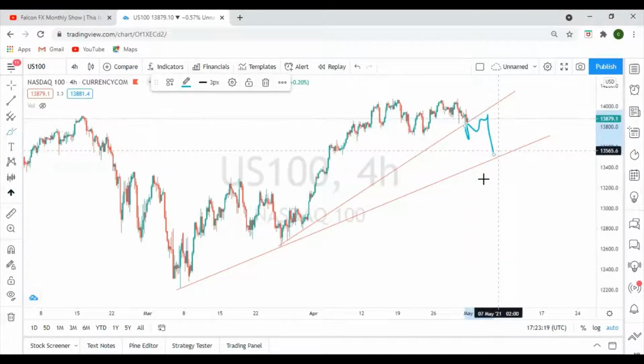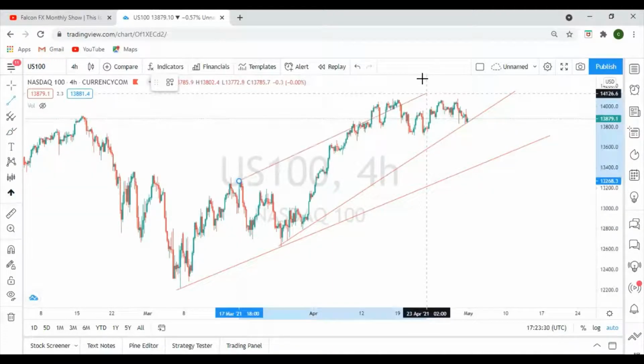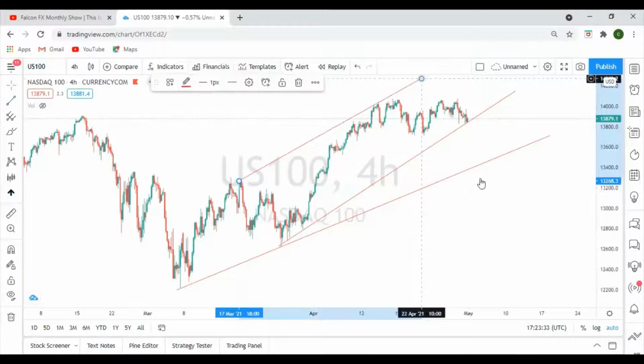So that's where you're gonna take your overall take profit, somewhere around here. So let's get to it. We are having some kind of an up channel where the market is resisting. So this is what we are having.